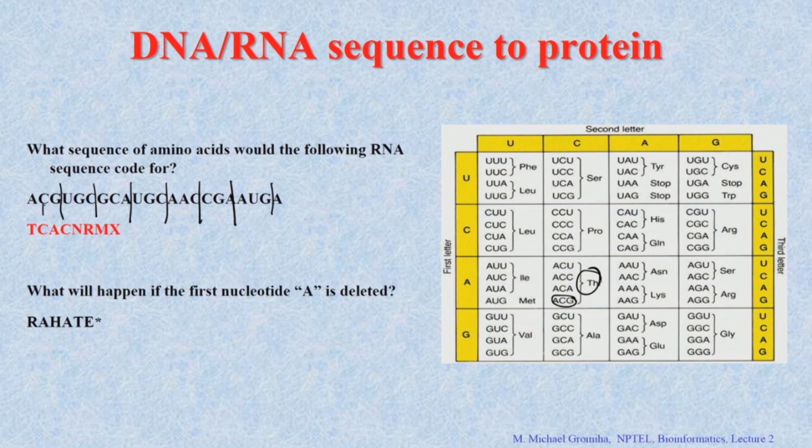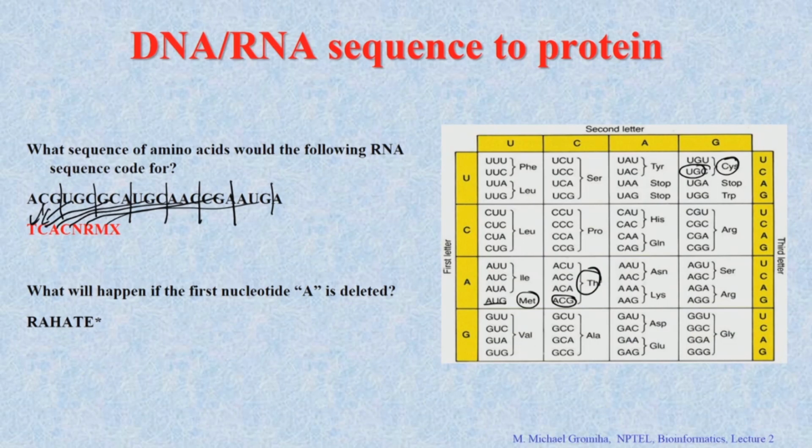So, ACG codes for T, then UGC, that is cysteine, so you can put cysteine. Then GCA is for alanine, and again UGC for cysteine, and AAC is for asparagine, CGU is for arginine, and AUG is for methionine. So, now there is the end, so they put the X.